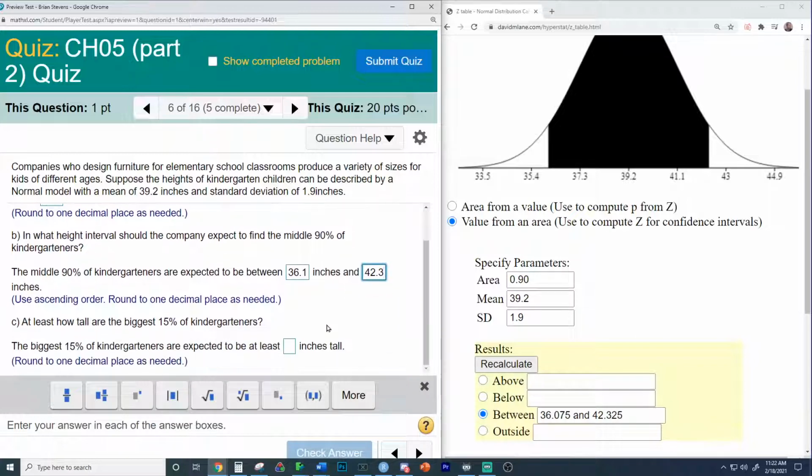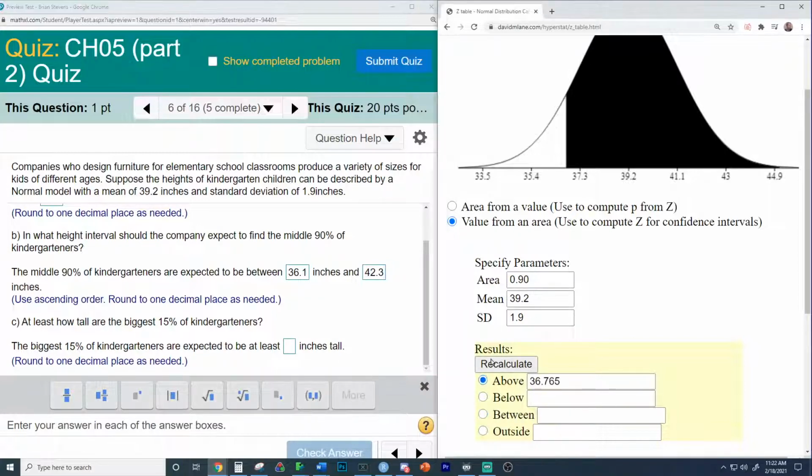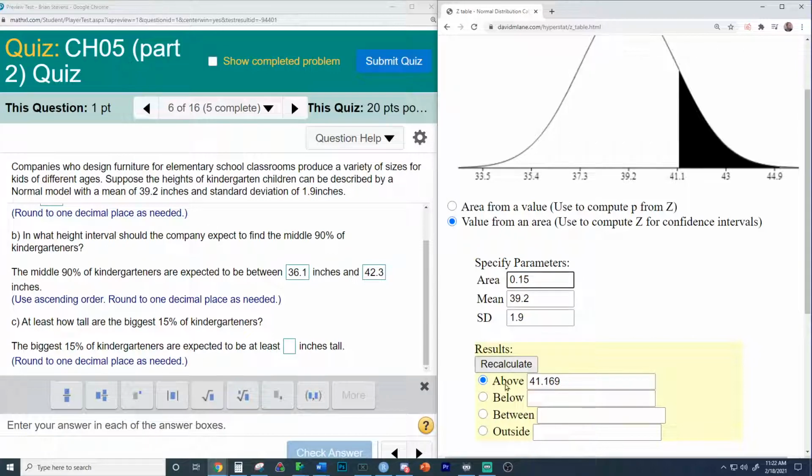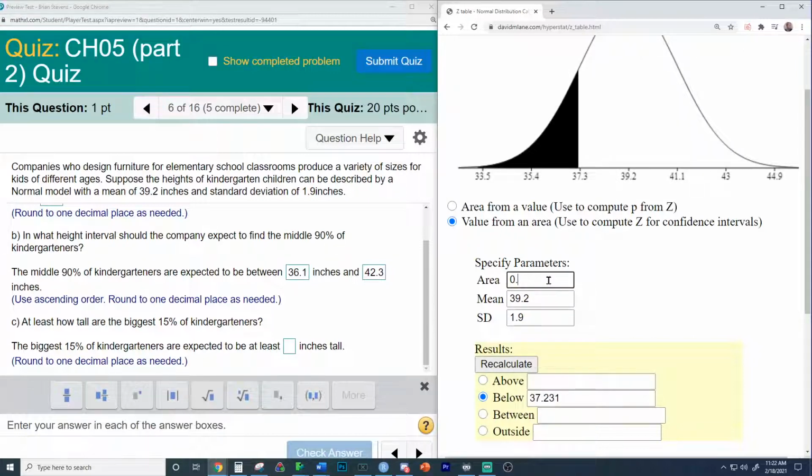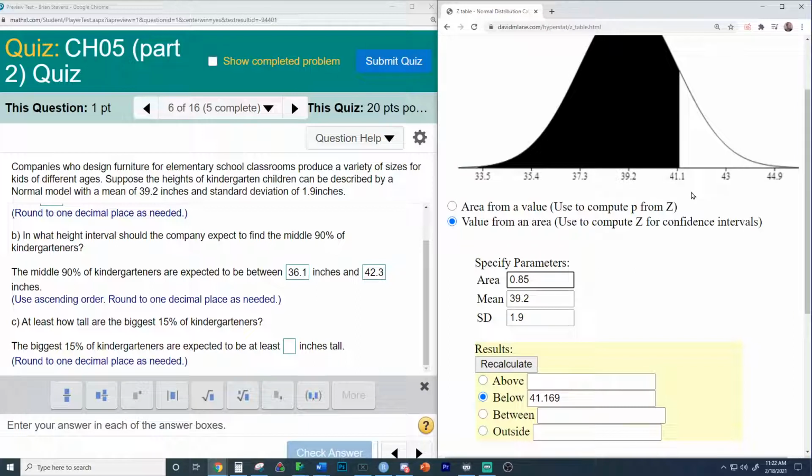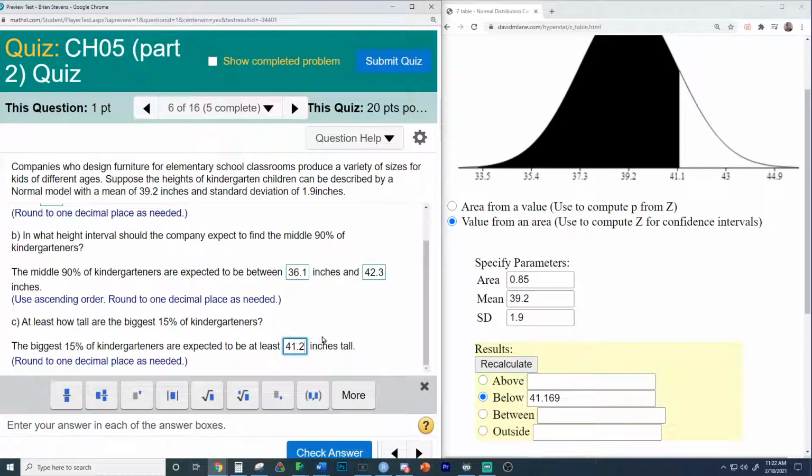There we go. At least how tall are the biggest 15%? So now we want the top 15%, which we could just go and put in. Well, this is going to do the top 15%. The top 15% is the 85th percentile, just showing two ways of solving it. There's the 85th percentile, and it's right above the 84th percentile. So we probably could have guessed that one, 41.2.